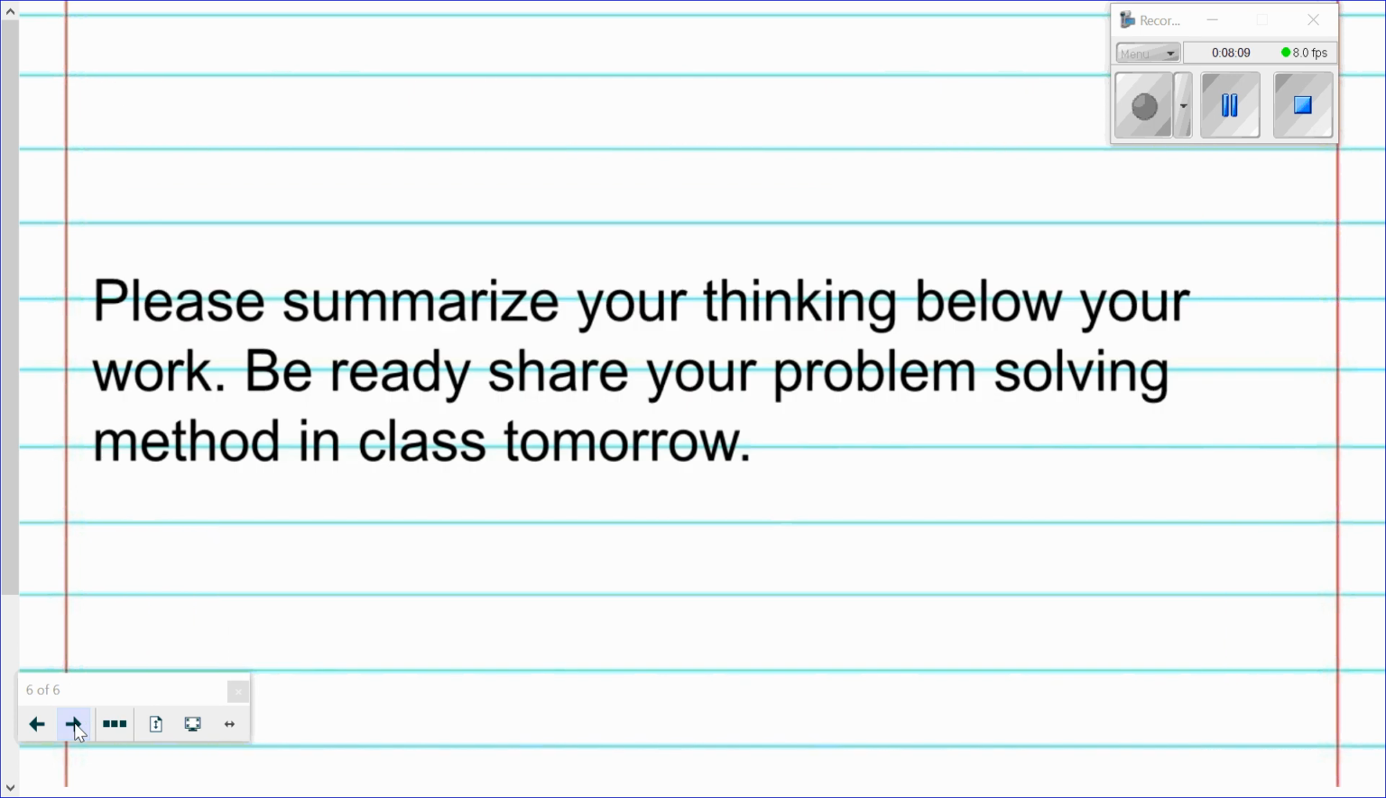So at this point, I would like for you to please write out a summary of your thinking that includes the steps that you went through. So I want you to explain how you divided the waffles, how you wrote that division expression, how we got an improper fraction, how we converted that improper fraction to a mixed number, and then how you simplified.